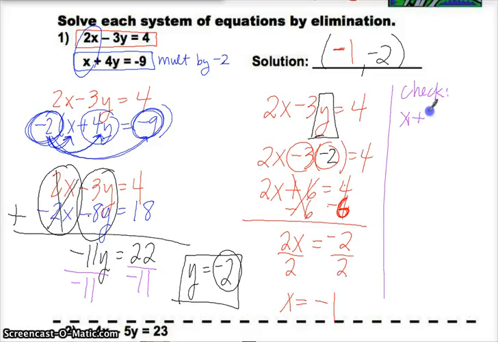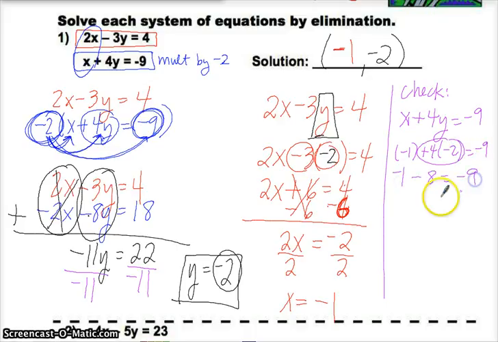So this second equation was x plus 4y equals -9, so let's check it. Does -1 plus 4 times -2 equal -9? Well, 4 times -2 is -8. And yes, -1 minus 8 is -9. -9 equals -9. You should check with the other one, just to make sure you did it correctly.